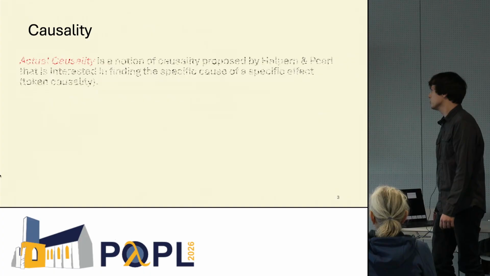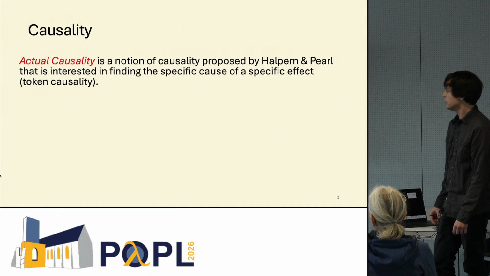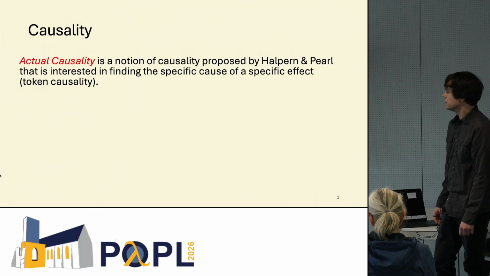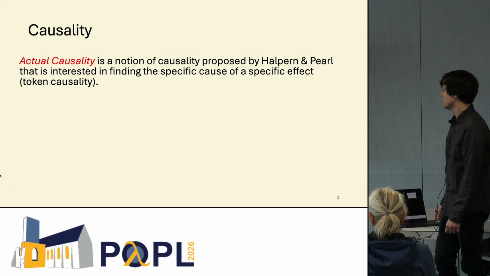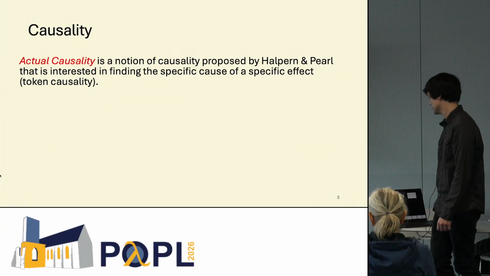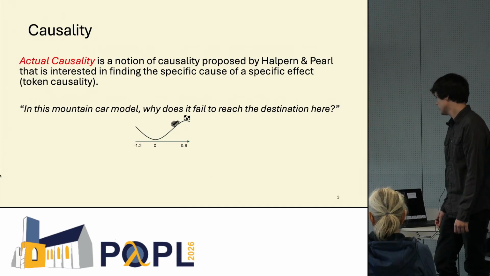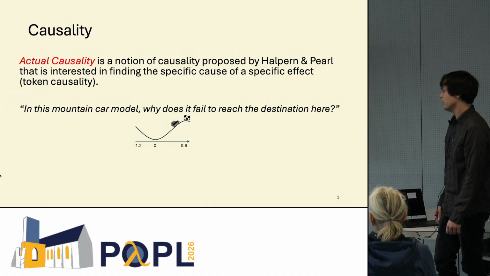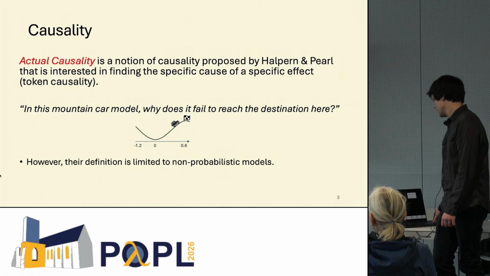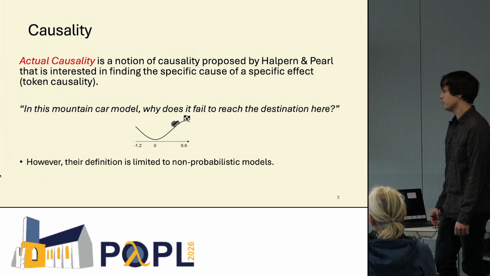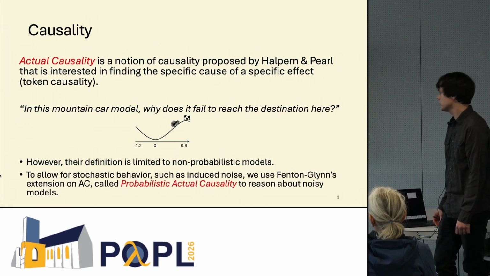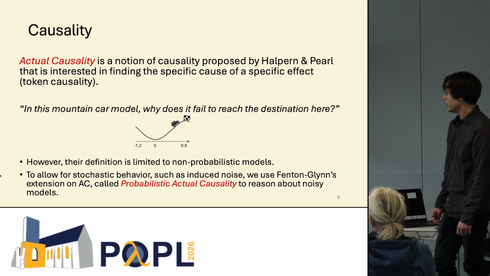So the notion of causality that we're interested in is called actual causality, and it's proposed by Halpern and Pearl, and that's specifically looking for cases in the token case, which is this specific failure was caused by this specific cause. For example, for the mountain car, why would it fail to reach the destination in that particular case would be such a question. And this definition, however, is limited to only non-probabilistic cases. So in order to handle stochasticity, we need to work with a different notion introduced by Fenton-Glynn, which is an extension to AC called probabilistic actual causality.